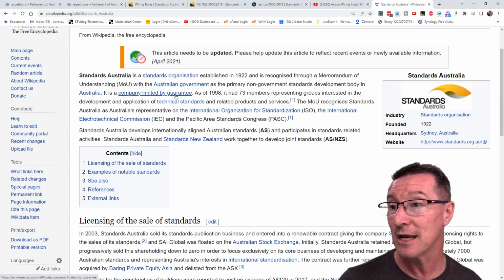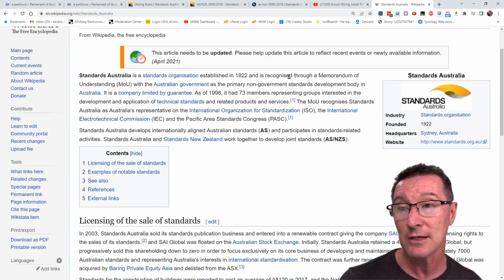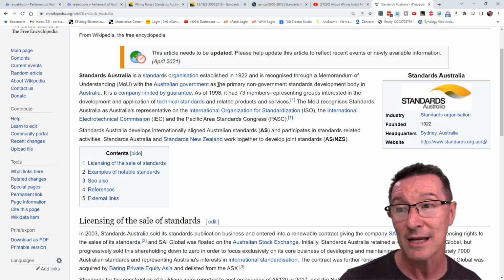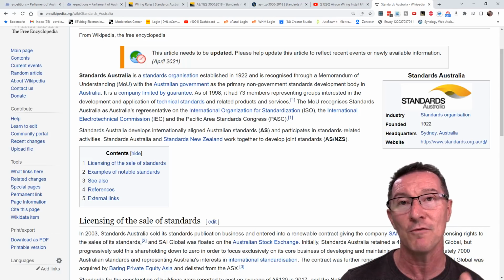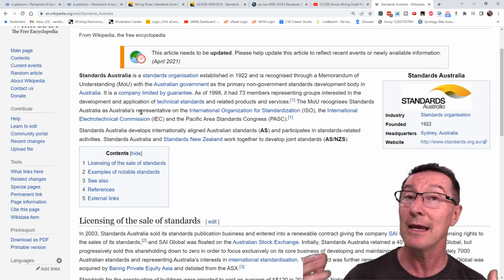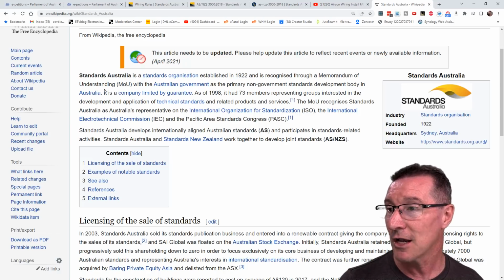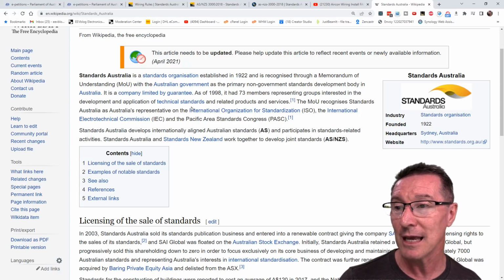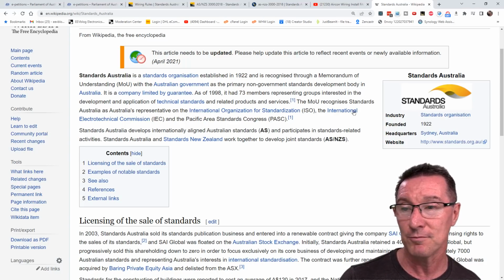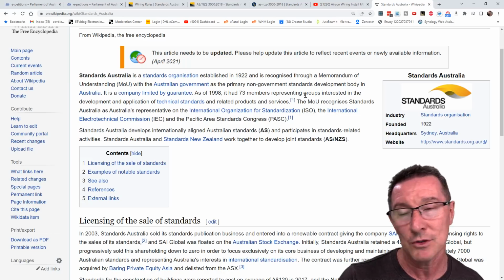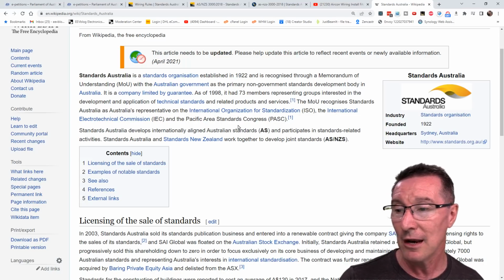Standards Australia is a standards organisation. It's recognised through a memorandum of understanding with the Australian government as the primary non-government standards development body in Australia. So they're responsible for developing the standards, okay? And of course, they have to get paid for developing the standards and everything else, right? So it is a company limited by guarantee. As of 1998, it has 73 members representing groups invested in all sorts of services, etc., right? And they're associated with ISO, the International Standards Organization, and all that sort of stuff, right?